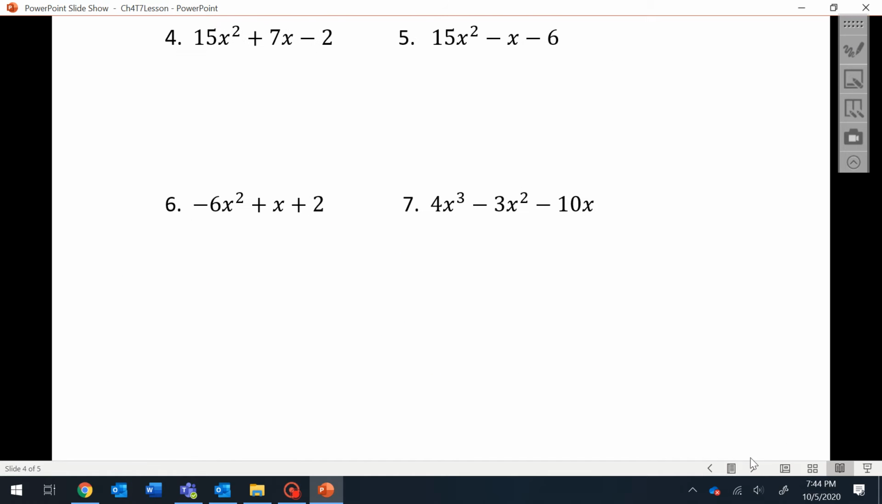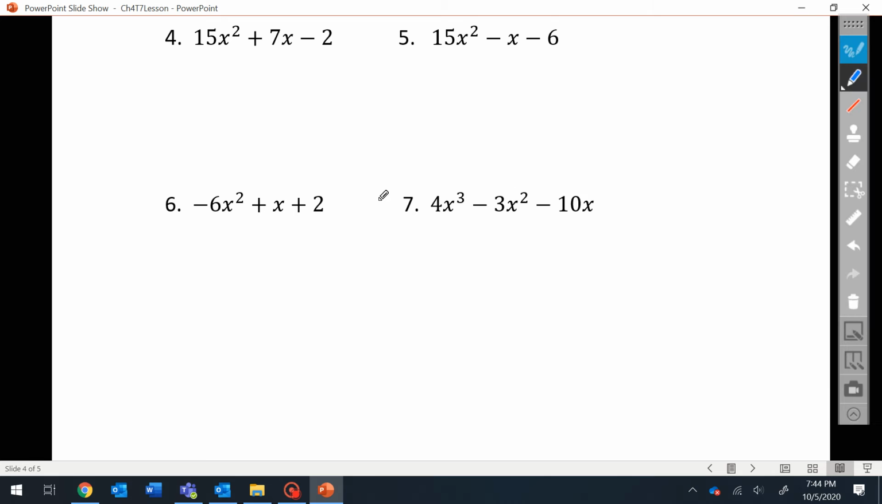Oh boy, got a lot of examples here. All right, I'm going to go through these examples fairly quickly. So number 4, we have, I'm just going to write over this stuff.